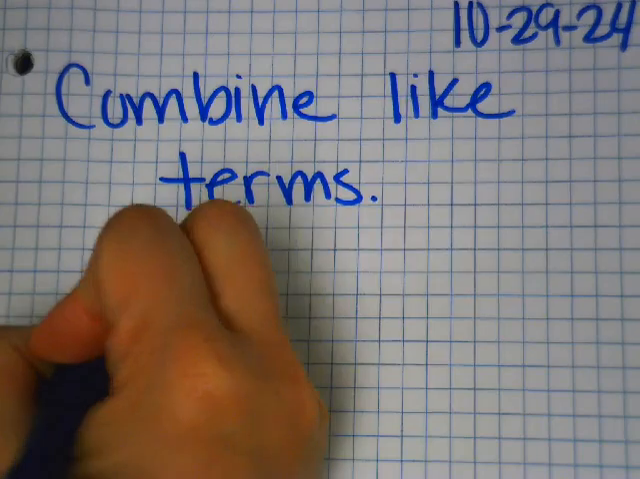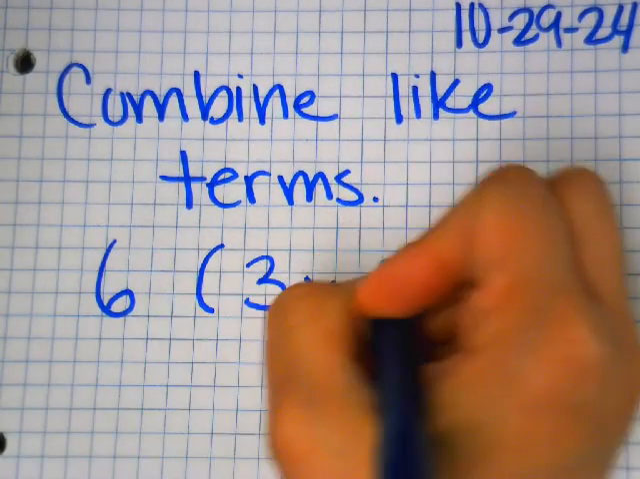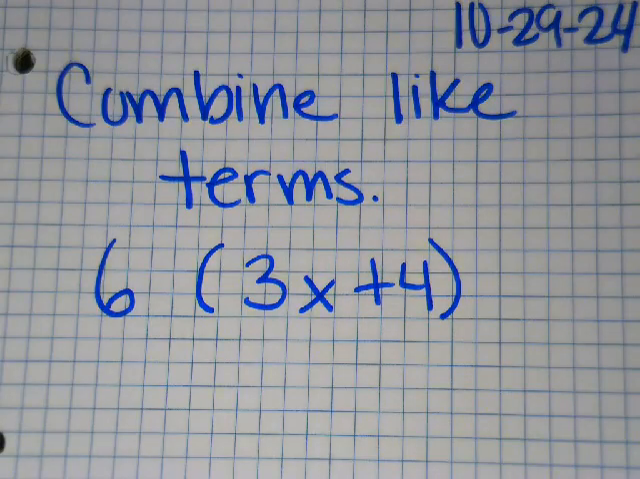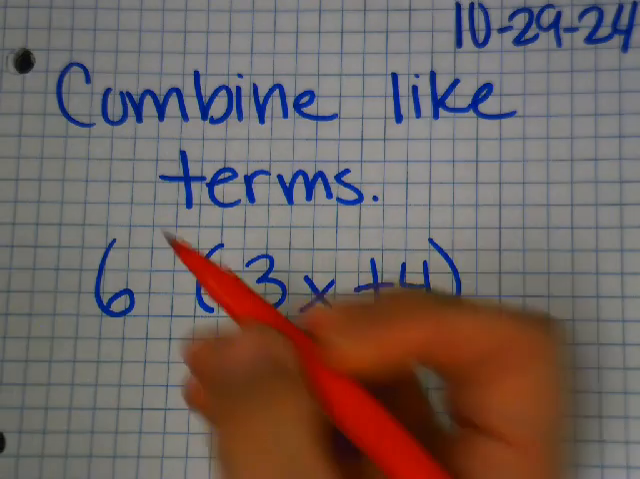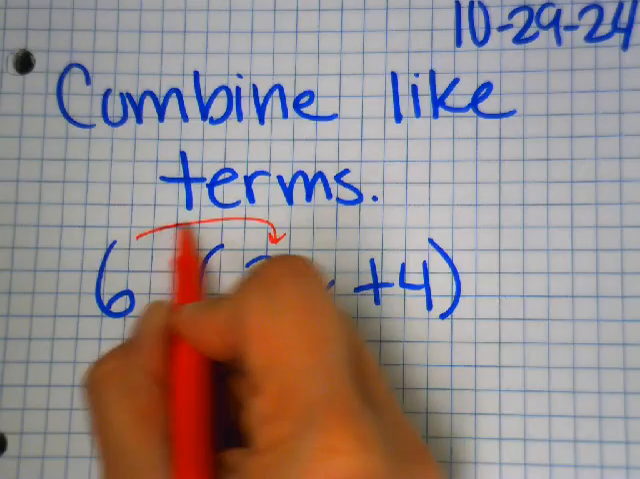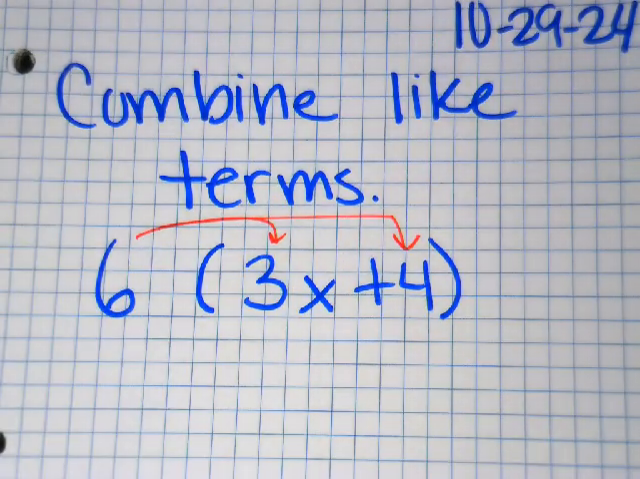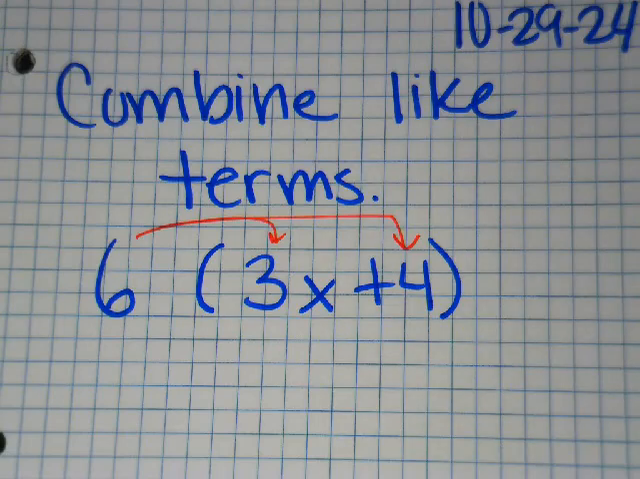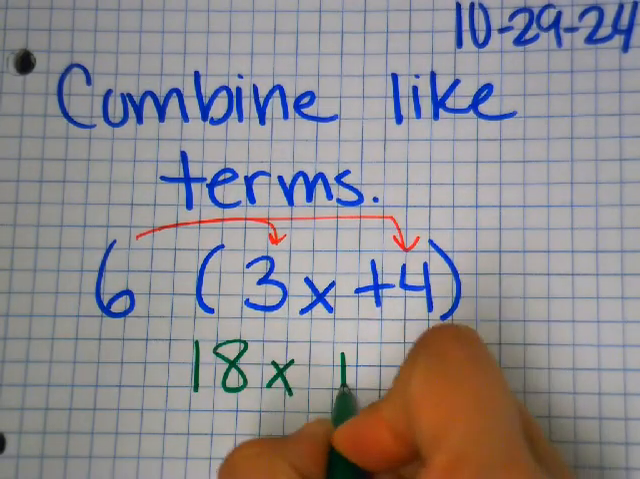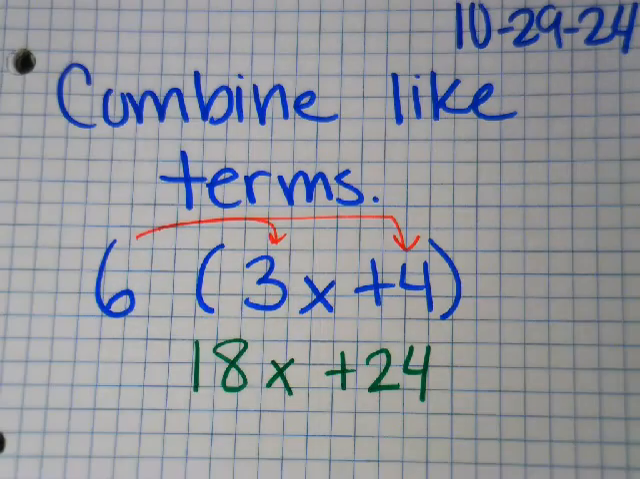Yesterday we learned about the distributive property, right? In this problem, what number would I distribute? The 6. Everybody gets a 6. So what would our answer be for this problem? 18x plus 24.